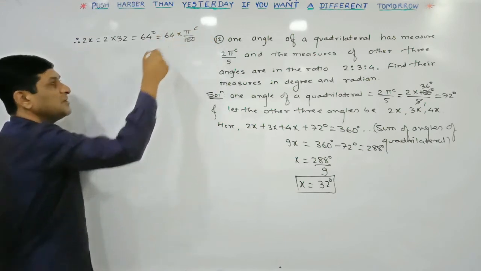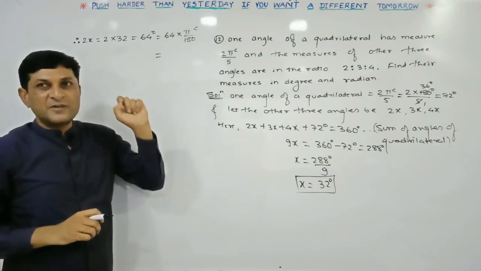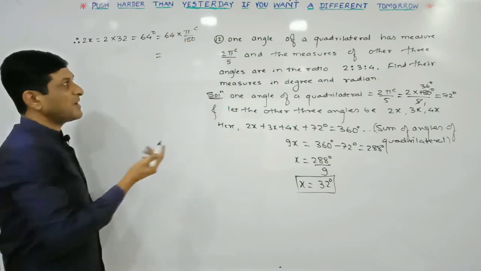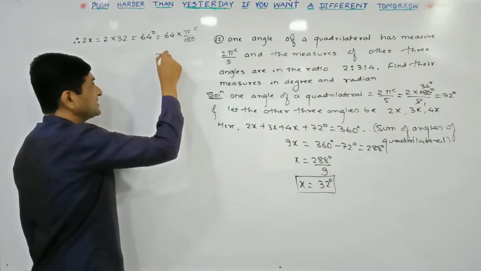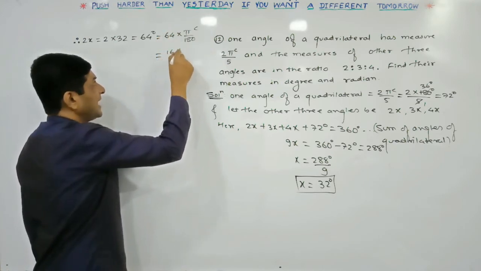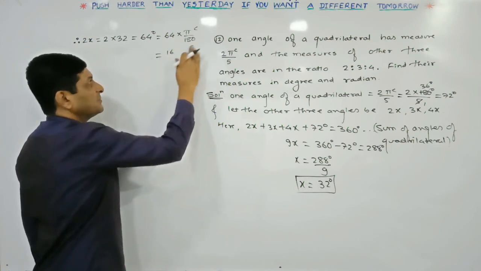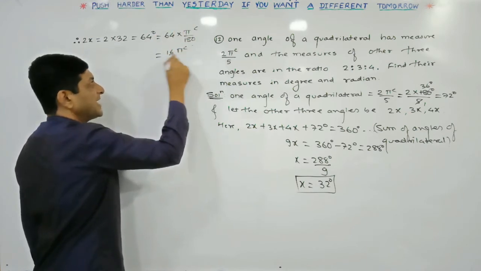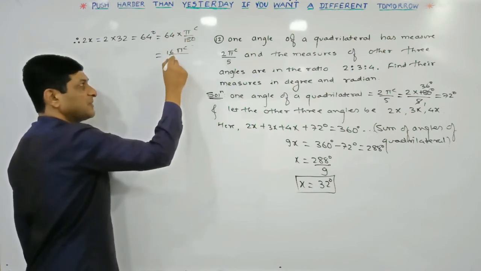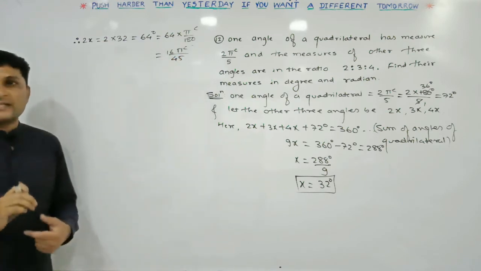Now the remaining part is the calculation. We can easily observe that both these numbers are divisible by 4. If I divide the numerator and denominator by 4, see what we will get. 4 16s are 64, and pi radian keep it as it is, 4 45s are 180. Here we will get 16 pi radian, and dividing the denominator by 4 we get 45. In this way we have got the second angle, that is 2x.